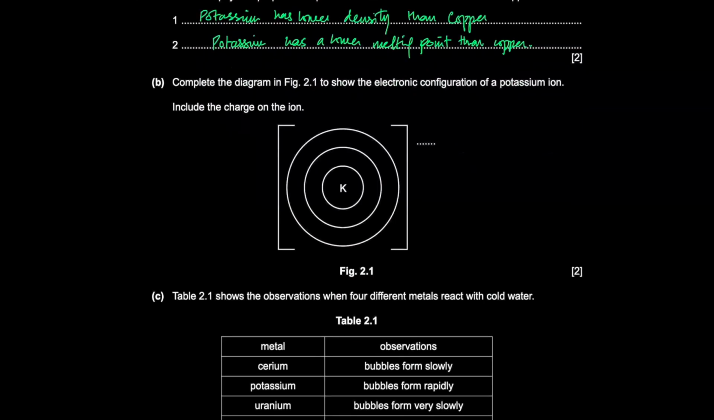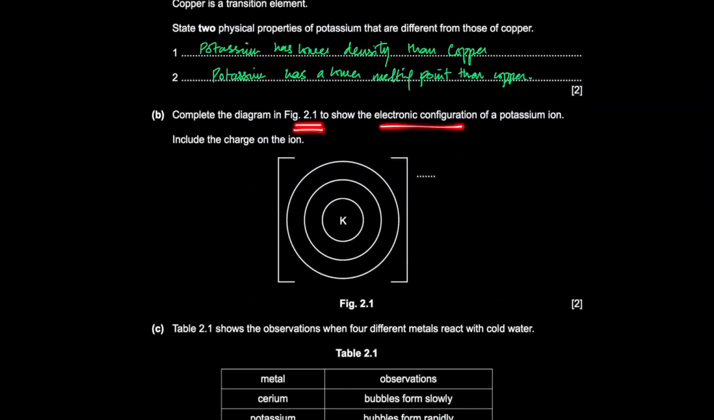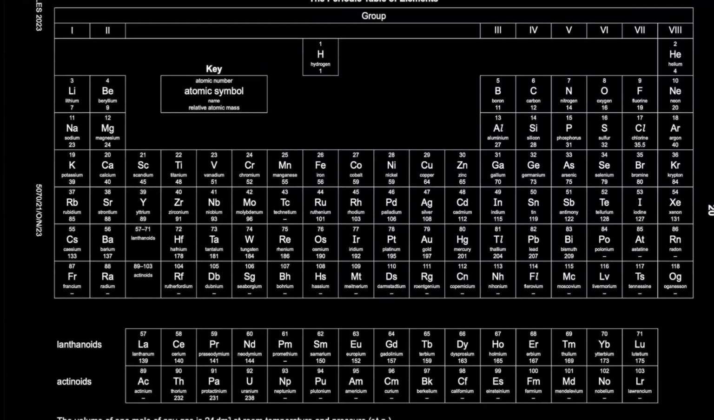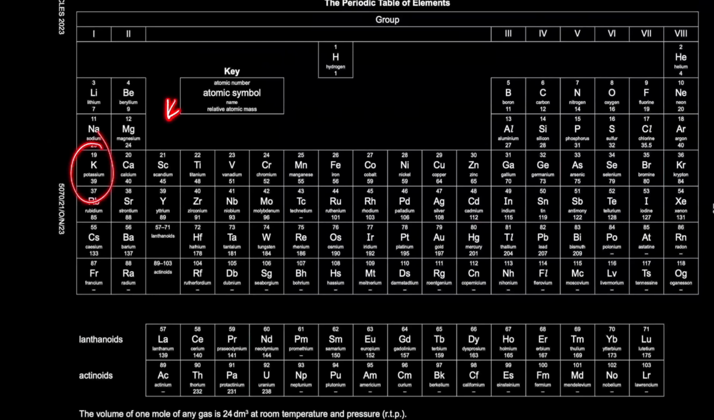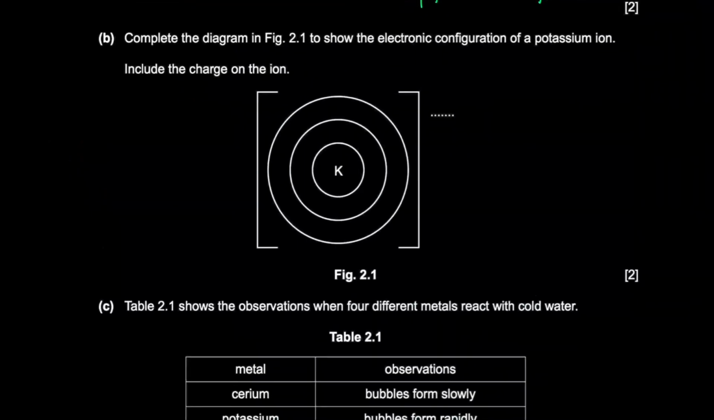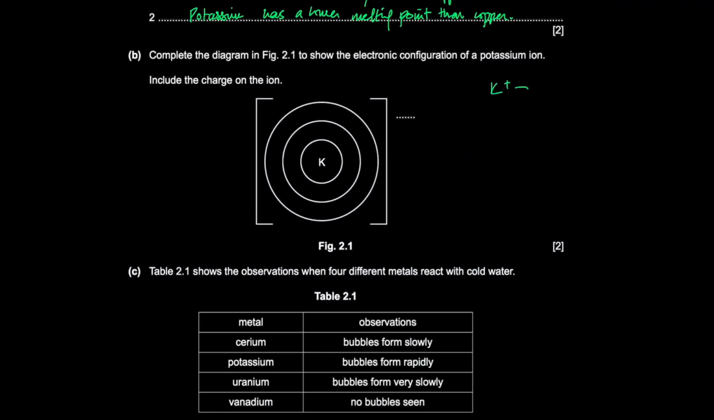Complete the diagram in figure 2.1 to show the electronic configuration of a potassium ion. Now, potassium is in group 1, I'll remind you guys. Group 1 elements form a 1 plus ion, right? So how many electrons does potassium have? 19. It's lost 1 electron, so it has 18 electrons, because it has 1 plus charge. So potassium K plus has 19 minus 1, which is 18 electrons. That would be 2, 8, 8.